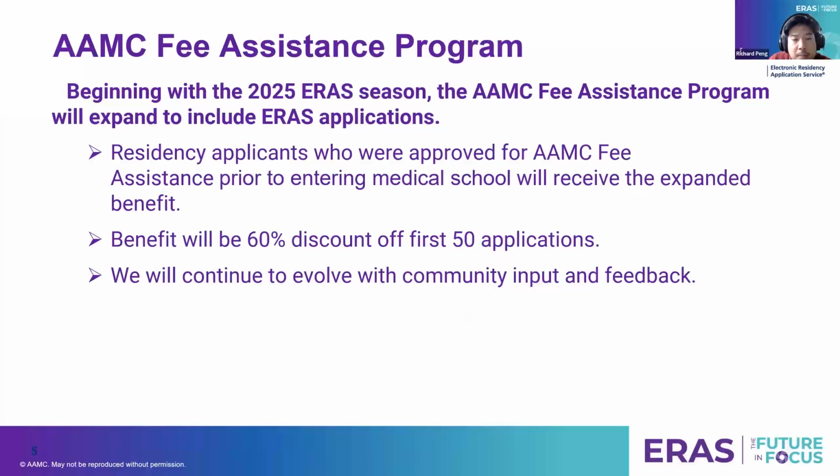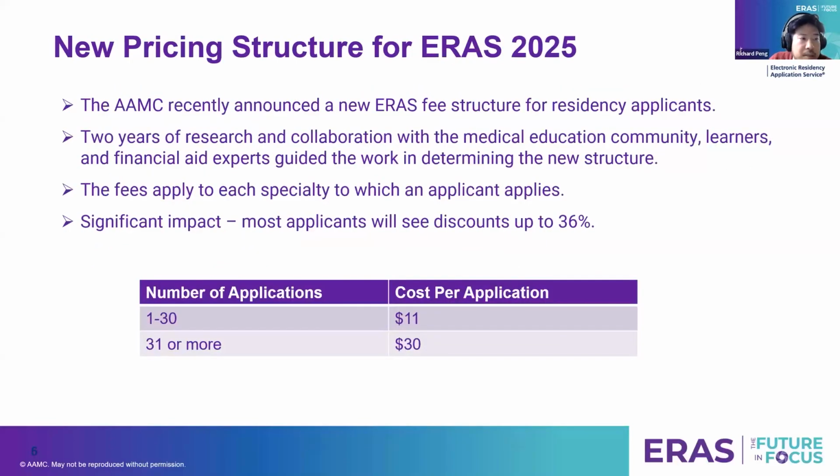I also want to address some hot topics for this upcoming season. The first one is around alleviating costs for applicants and students. You may have seen our announcement earlier this year, but there are 2 pieces that are coming into this season. The first is the introduction of the fee assistance program into IRIS. So for the first time, eligible applicants may benefit from a 60% discount off of the first 50 applications. Additionally, we are also restructuring the pricing structure for the applications.